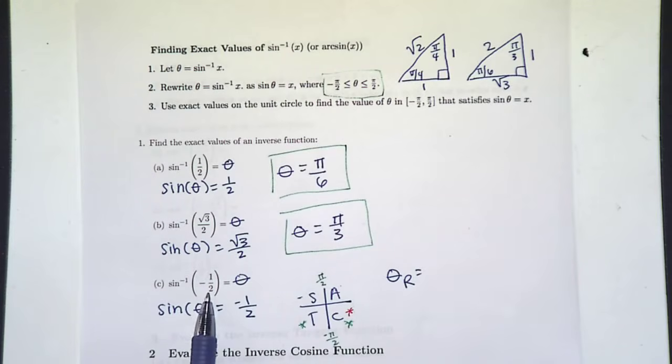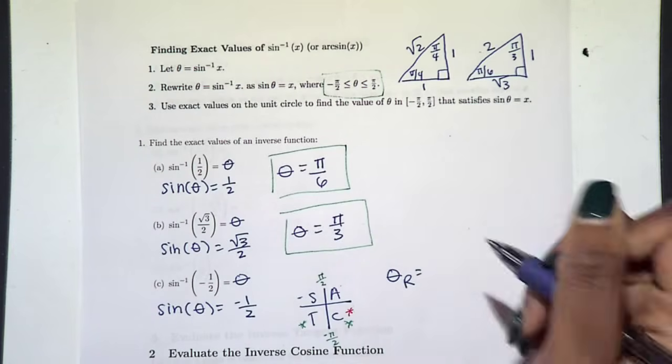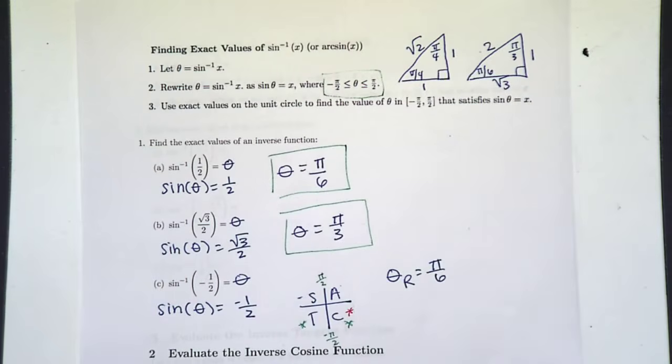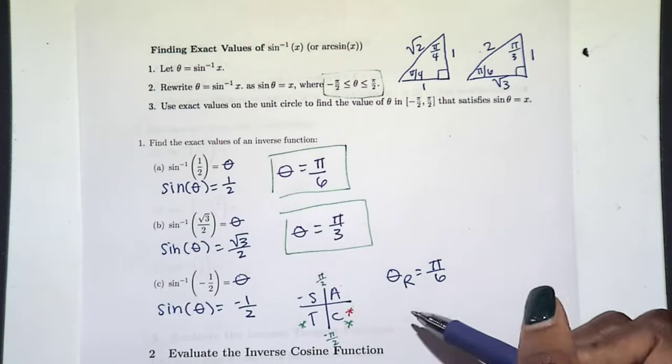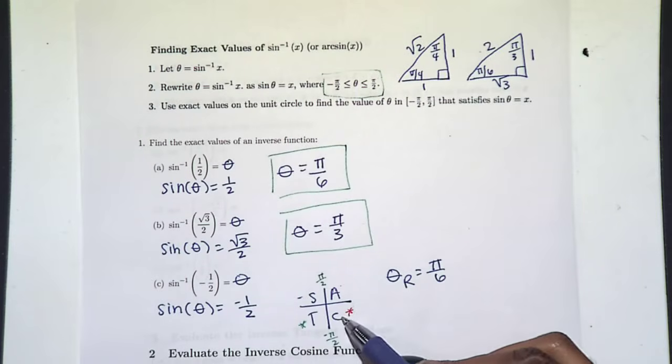So which angle has a sine theta being 1/2? Well, we found that before. Pi over 6 is our reference angle. All right, and then what we want to do is put our pi over 6 down here.